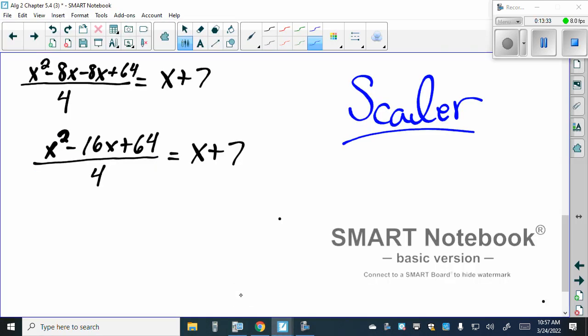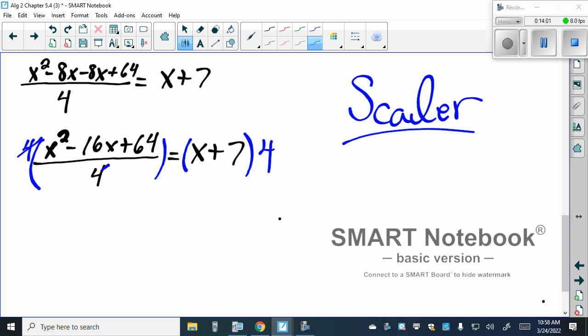So using this scalar is nice if we are solving. Because what that tells me I can do is that if I multiply this side by 4 and this side by 4, we're changing how it looks. We're changing all of the points except for the solutions.